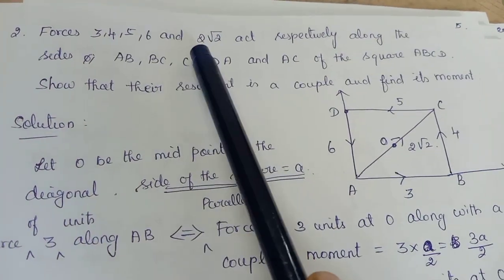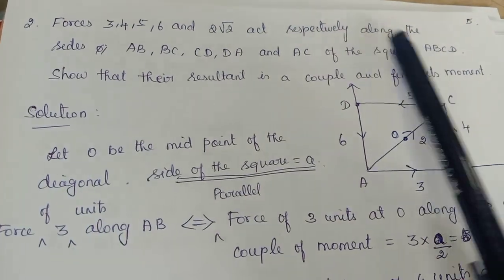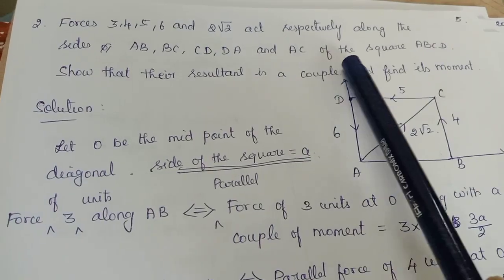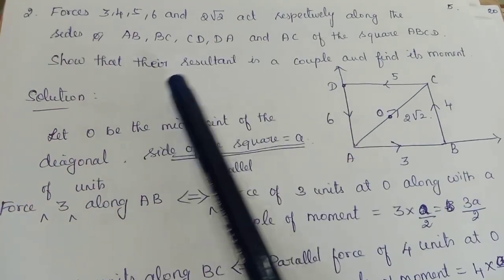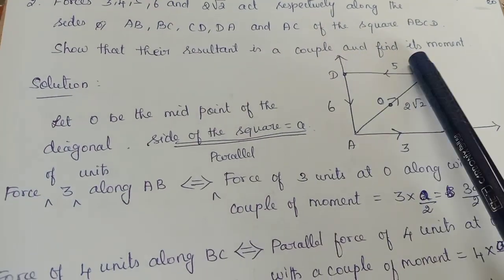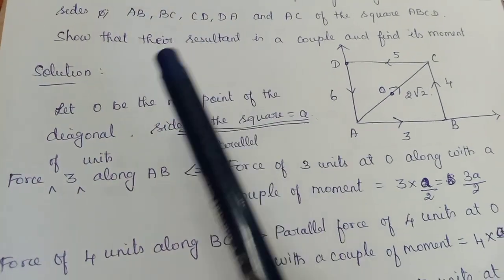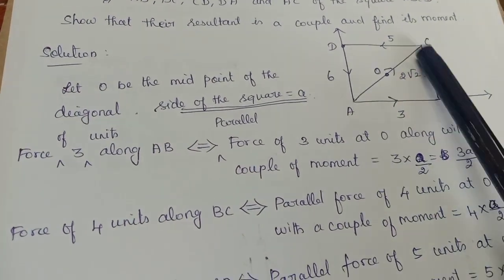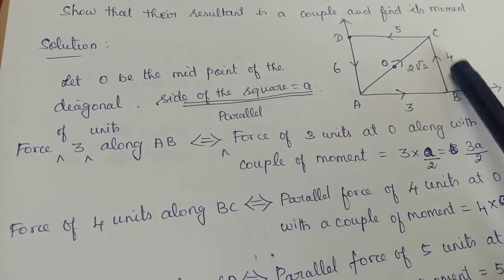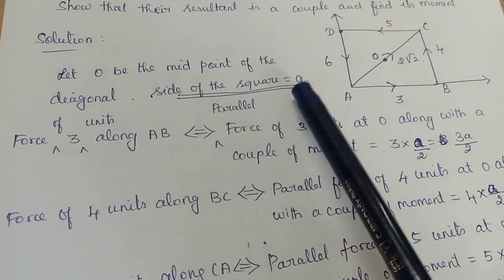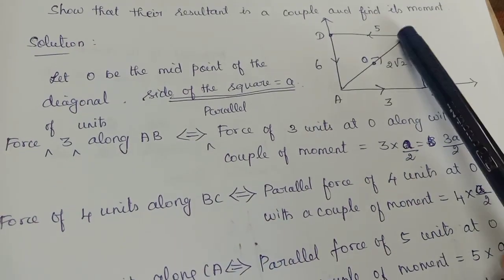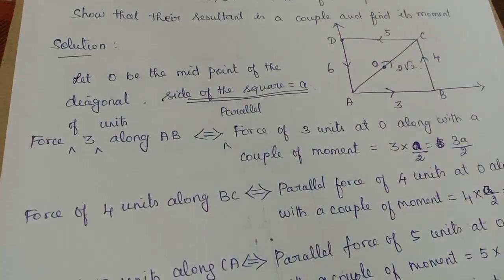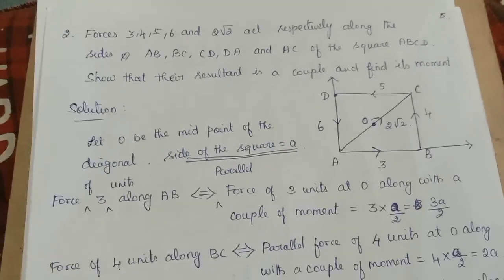Forces 3, 4, 5, 6 and 2 root 2 act respectively along the sides AB, BC, CD and DA and AC of the square ABCD. Show that their resultant is a couple and find its moment. Okay, this is also a similar type of problem. Instead of a triangle, here we have a square. So I am taking the square and its side is of length A. So I am representing the forces along like this: 3, 4, 5 and 6.